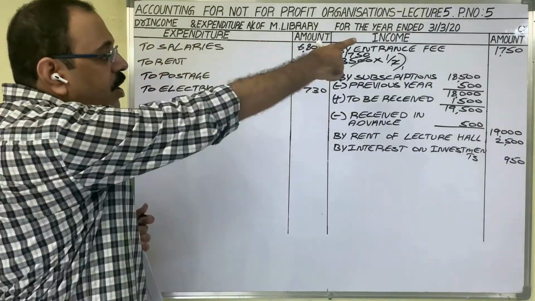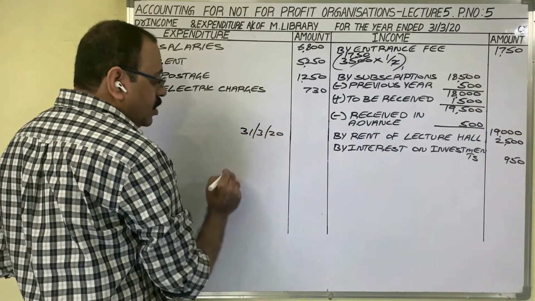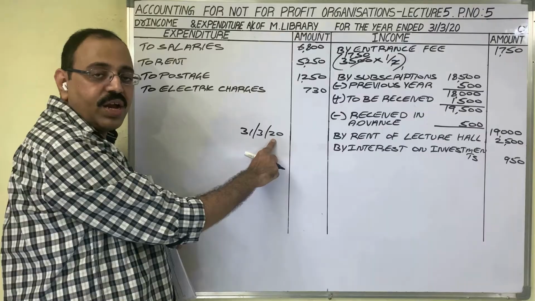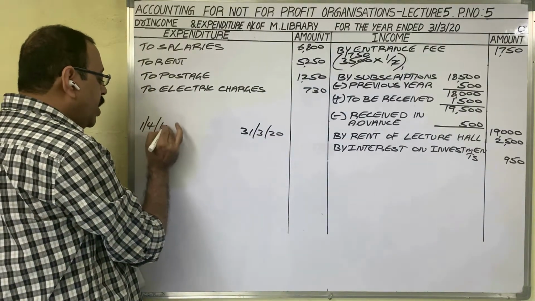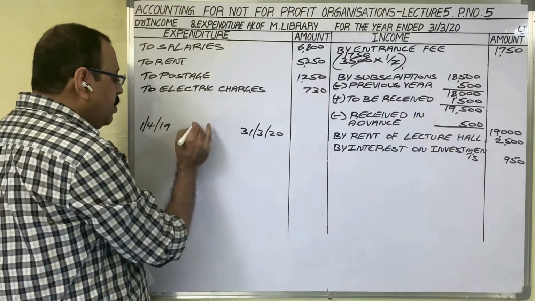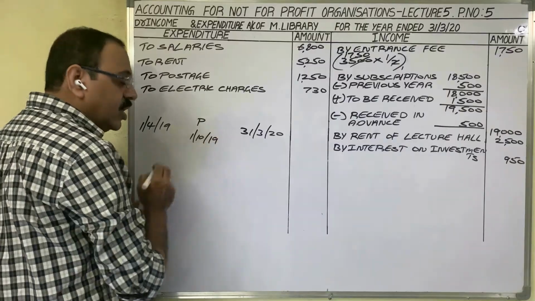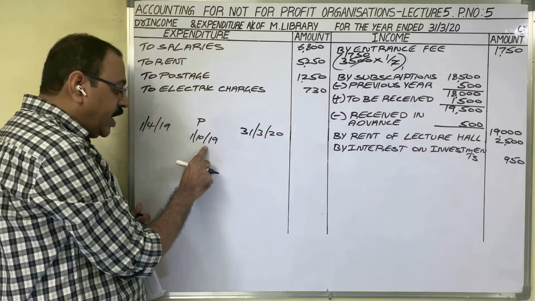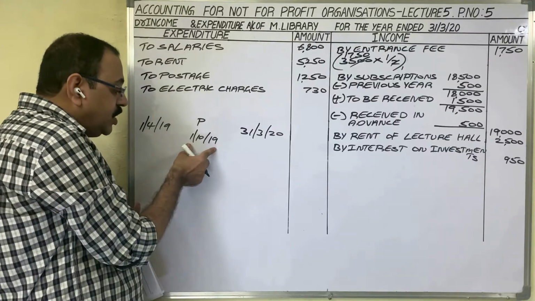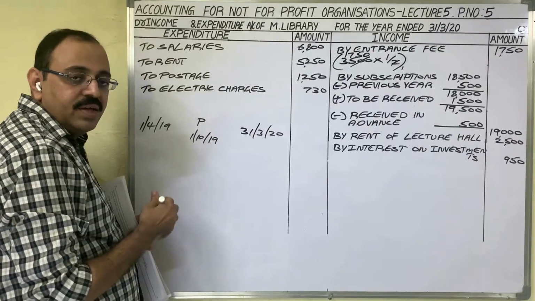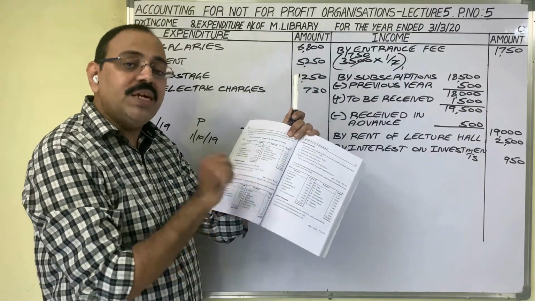We are closing the accounts on 31st March 2020. If this is the last date of current year, starting date of the year is 1st April 2019. And they purchased these books on 1st October 2019. This purchase date is falling between these two dates. So we purchase these books in current year. That is why in current year receipts and payments account under payment side is giving this.